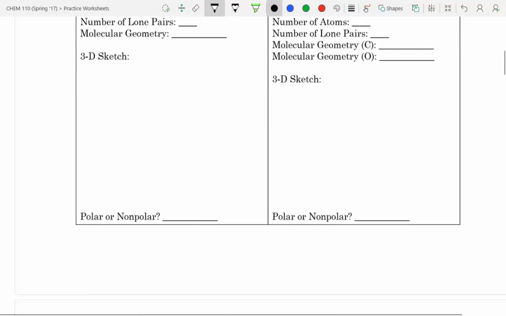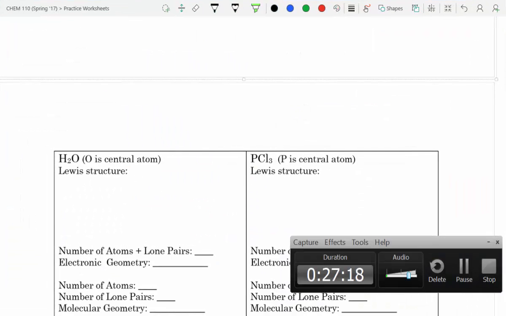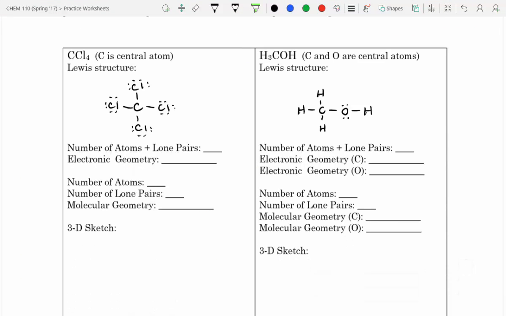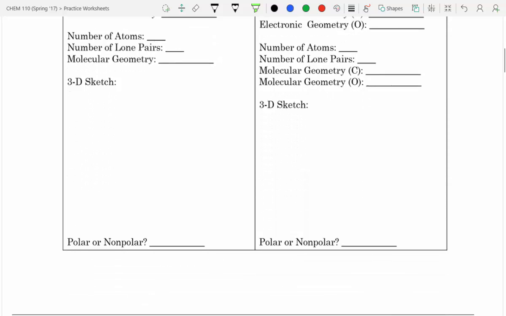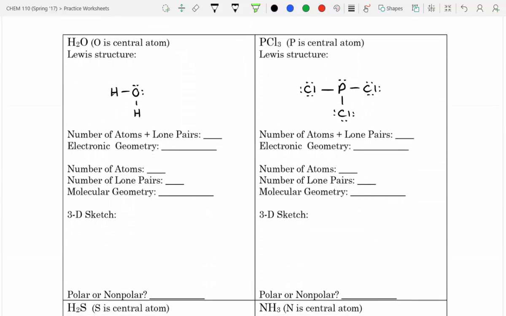You guys want to try the next ones, or do you guys feel comfortable working through it on your own a little bit more? All right, let's do a little bit more practice. The first two that we did were the carbon tetrachloride and methanol. Those were pretty straightforward. Some of the other ones get a little bit more complicated. We already did water. That one's pretty straightforward. With phosphorus, we do have a lone pair on phosphorus, so we have to account for that. So this would be the correct Lewis structure for phosphorus trichloride.